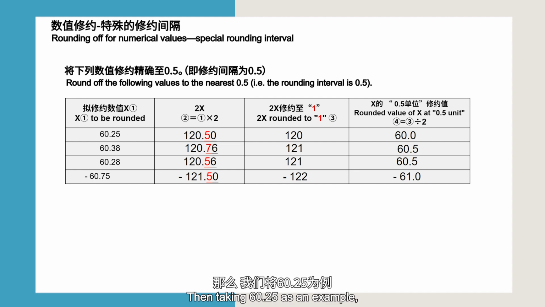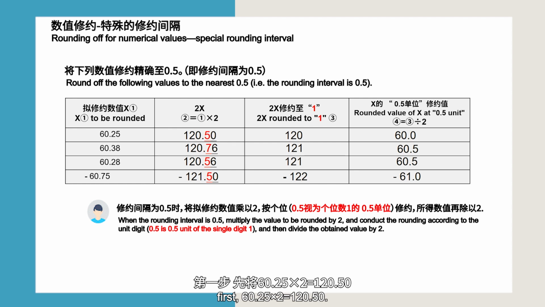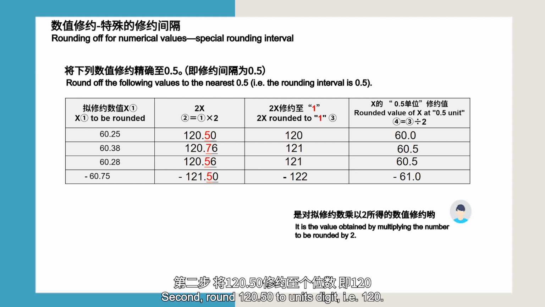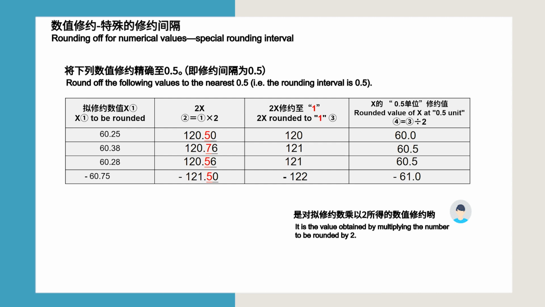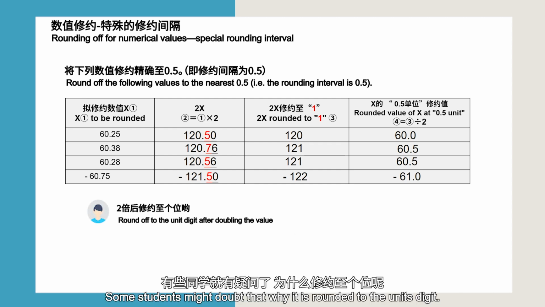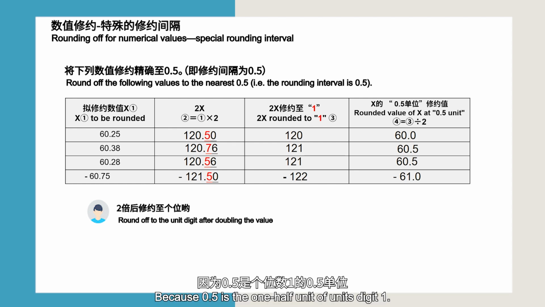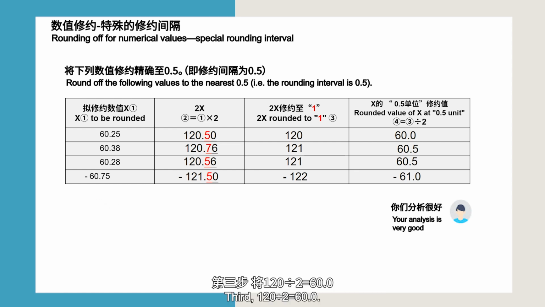Then, taking 60.25 as an example, first, 60.25 times 2 equals 120.50. Second, round 120.50 to units digit, that is 120. Some students might wonder why it is rounded to the units digit. Because 0.5 is the 1/2 unit of units digit 1. Third, 120 divided by 2 equals 60.0. The latter values shall be rounded off in the same way, and so on.